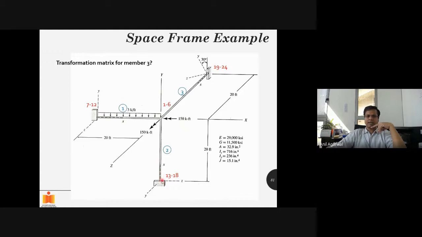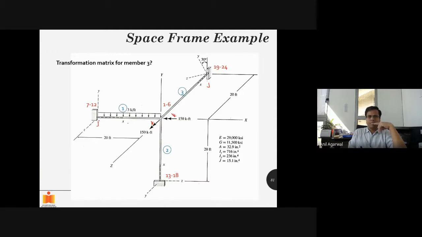So when x is given, that means this is joint J, this is joint K. When x is this, that means this is joint J and this is joint K. You are going from here to here. Okay, that is obvious. That is the very basic convention that we are using. Likewise for this member, this is joint J and this is joint K. Okay, so we will look at the transformation matrix required for each member one by one.